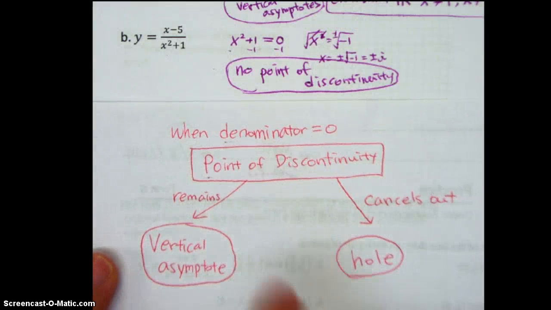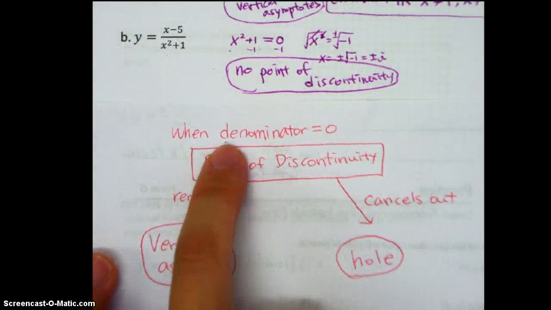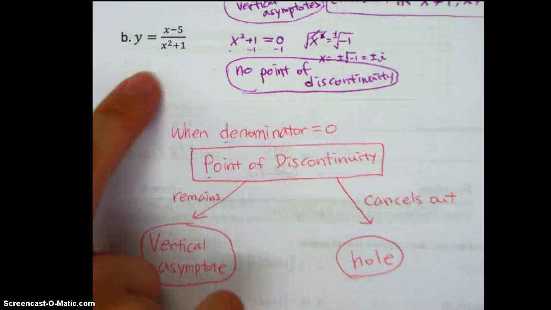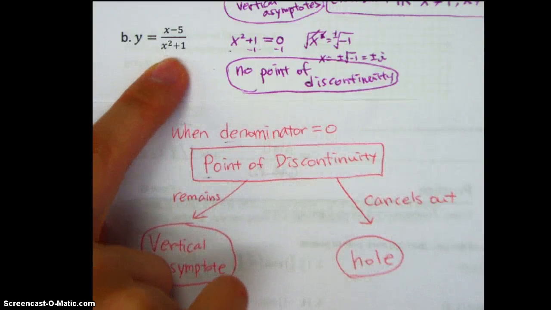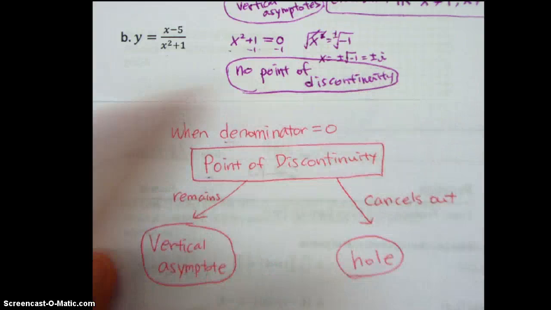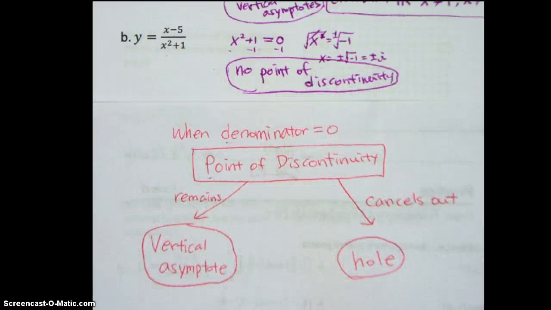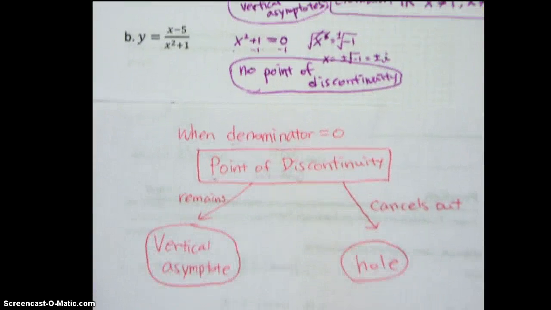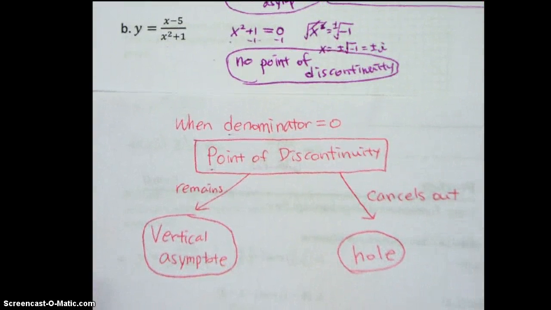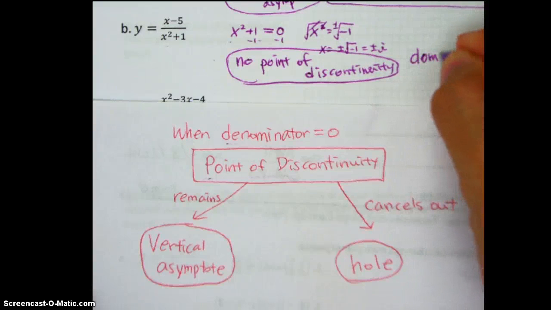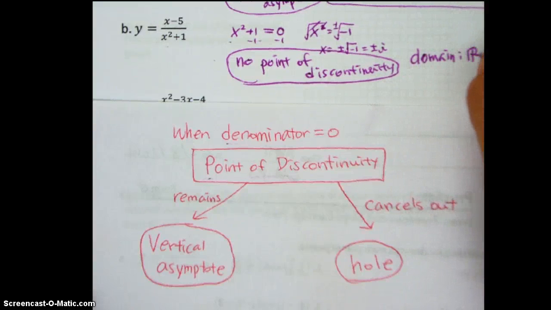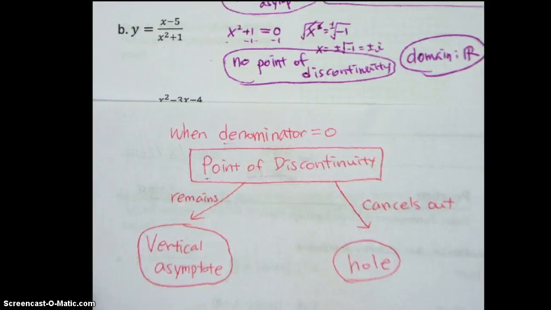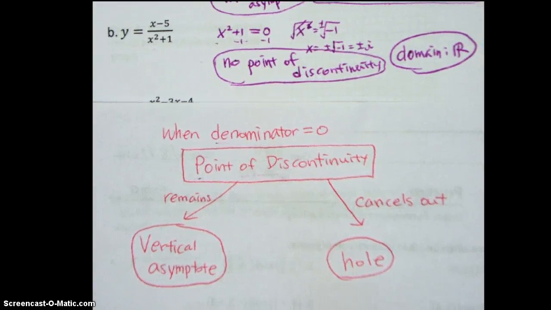Why? Because a point of discontinuity only happens when the denominator equals 0. In this case, the denominator can never equal 0 unless x is imaginary, which we are excluding. So what is the domain? Because there's no point of discontinuity, the domain will be the whole real numbers. X can be any number.